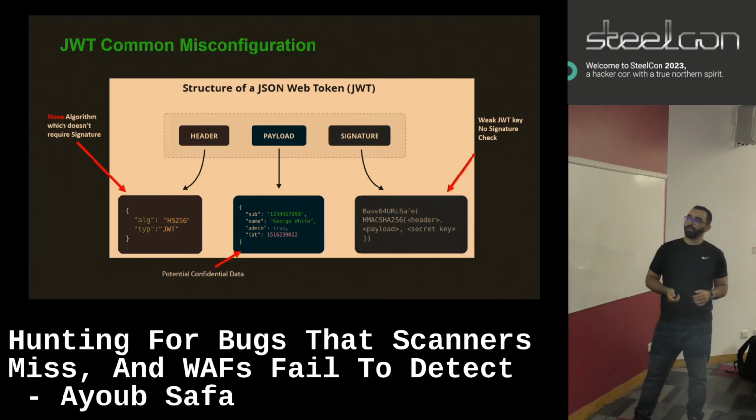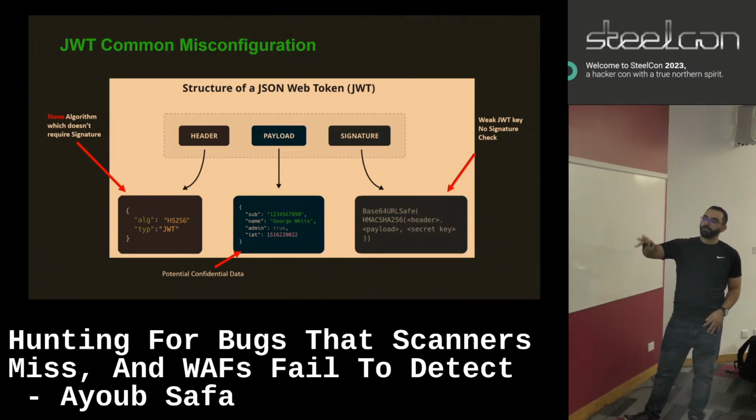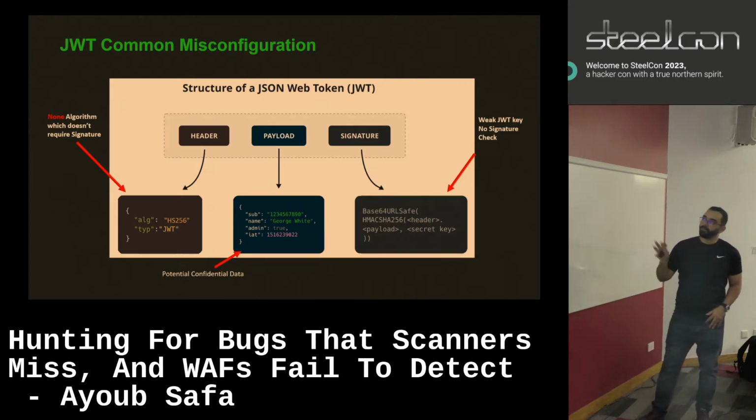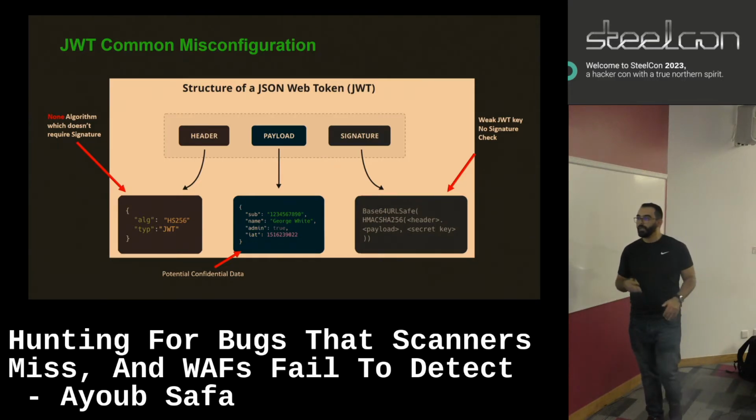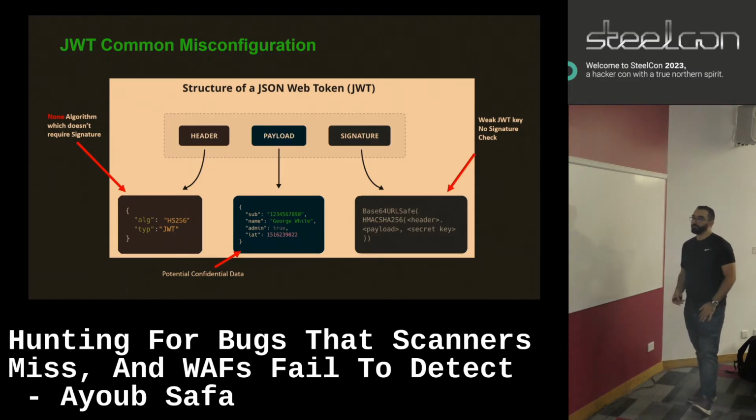So sometimes you will find that the none algorithm is being used, which doesn't require any signature. And also sometimes you will find some confidential data in the payload. As well as sometimes the developers forget and use a weak secret, which can be brute forced. Also, sometimes the web application doesn't even verify or check that signature at all.